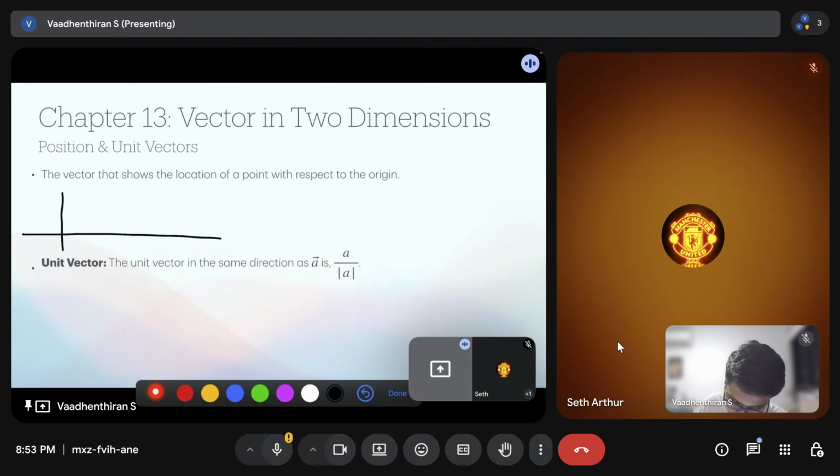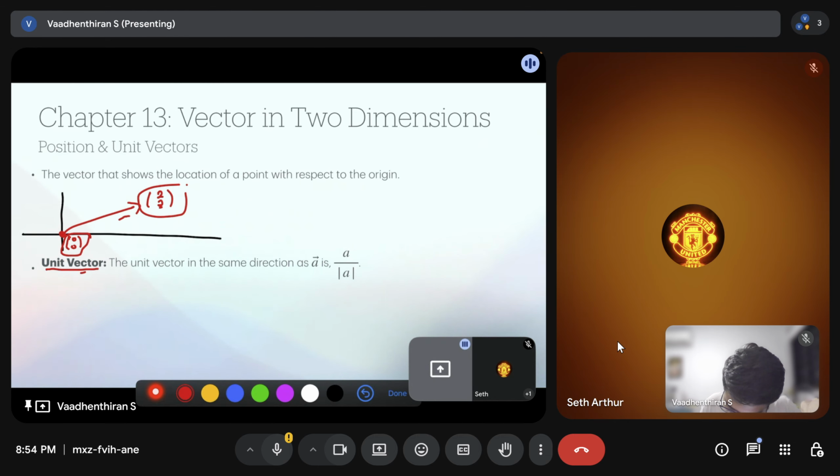We'll just finish this vectors topic off. So the vector that shows the location of the point with respect to the origin. So this is the origin, 0, 0. And any vector going, let's say this is 2 and 3. The position vector is basically the vector that compares this and this. So you can remember it by this: this 2, 3 is the position of this vector.